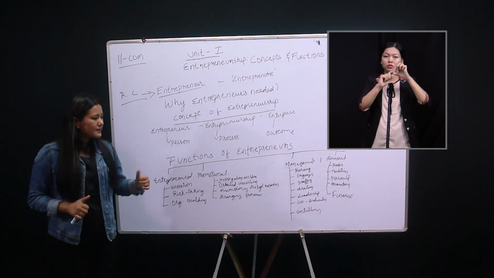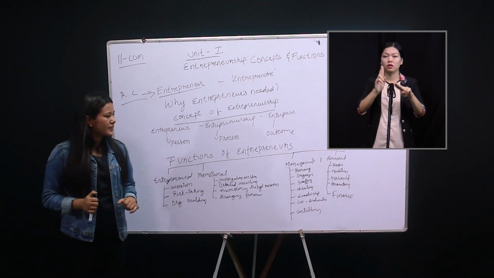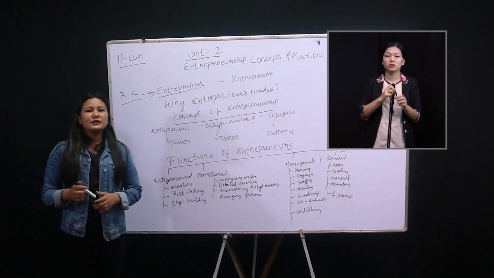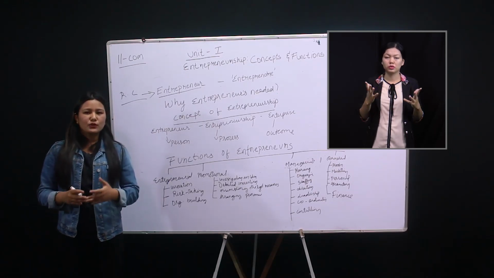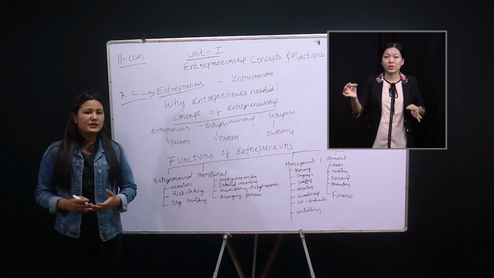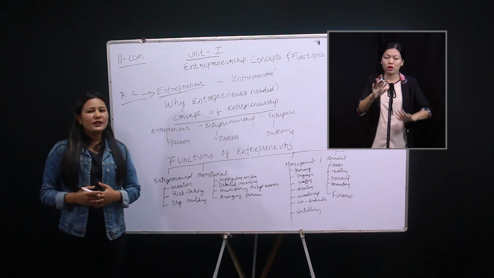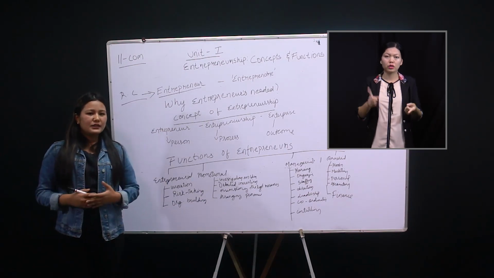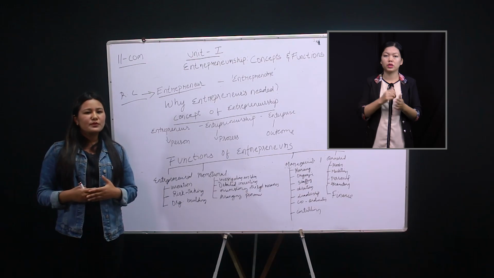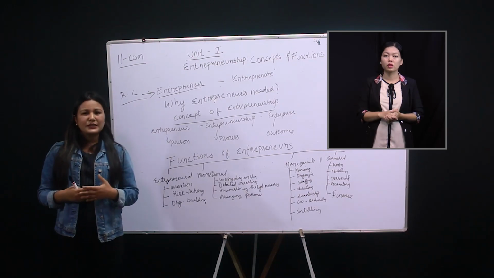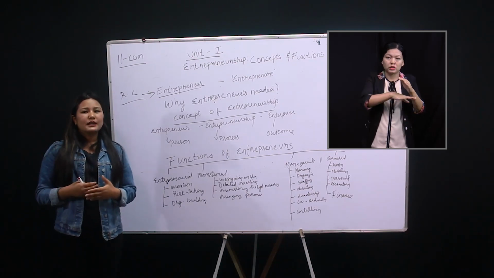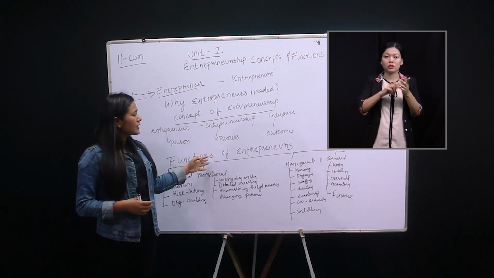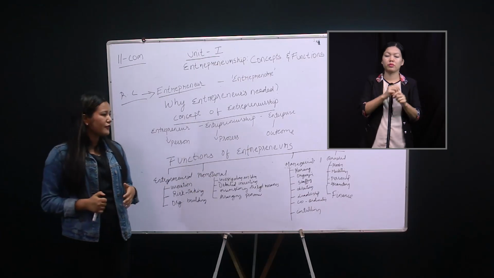The last function of managerial function is controlling. Controlling is, in simple terms, measuring the actual performance against the planned performance, whether the performances are going according to the planned performance or not. If not, and if the entrepreneur finds any deviation, then he will take corrective measures to correct it. The last function under functions of entrepreneur is commercial functions.